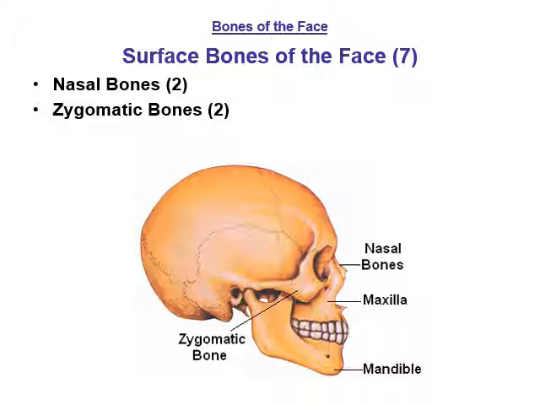There are 2 zygomatic bones. Those would be your cheekbones right there. There are 2 maxilla bones. People don't realize that your upper jaw is actually made up of 2 bones, the maxilla bones, and 1 mandible. And it's right there. That's your mandible.